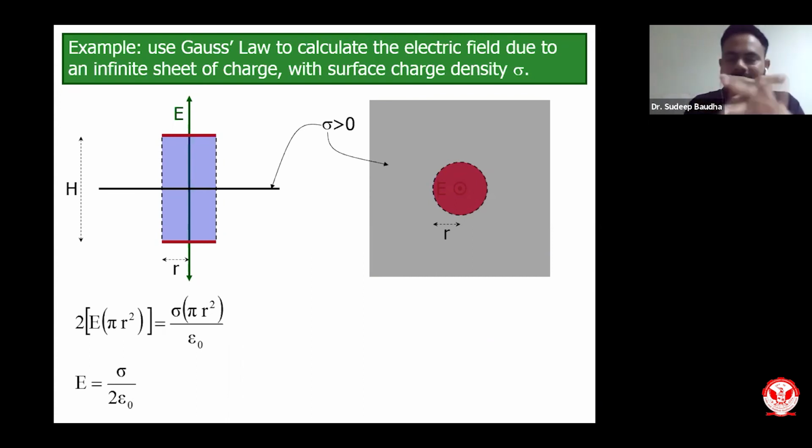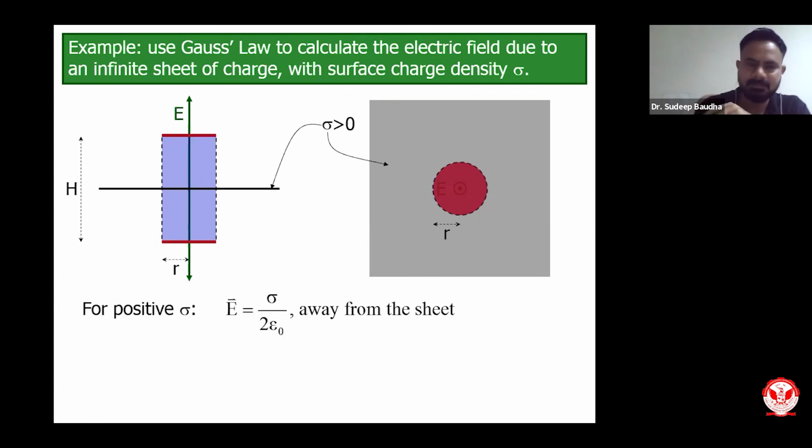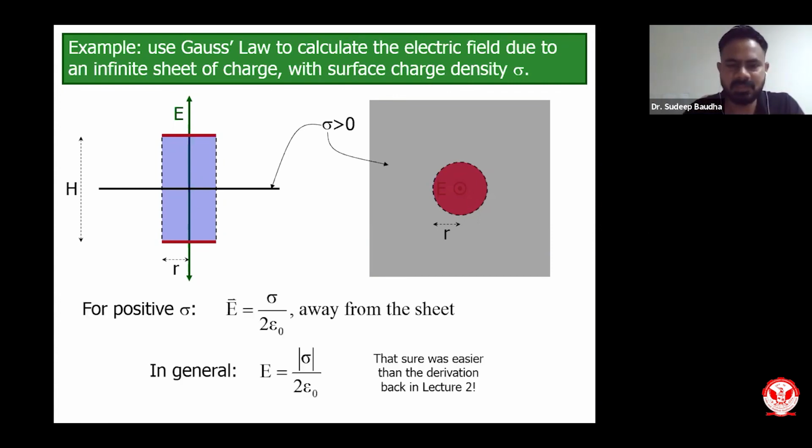So for this geometry, we can simply do all things using Gauss law. It is away from the sheet, as you all know. In general, we write it in this form. So this E is sigma upon 2 epsilon naught, which is directing away from the sheet. In general, we can write it as sigma upon 2 epsilon naught.